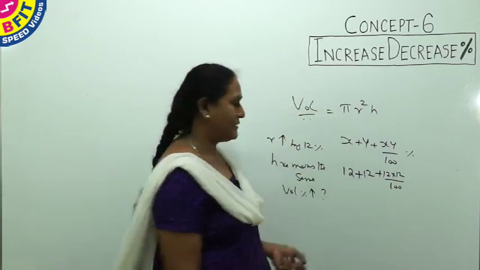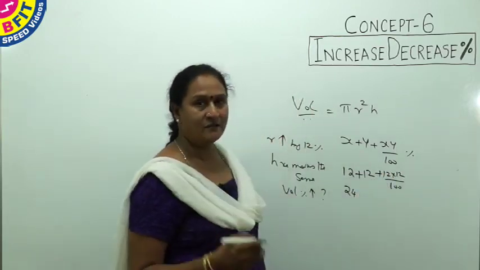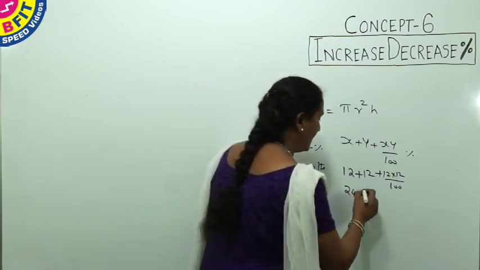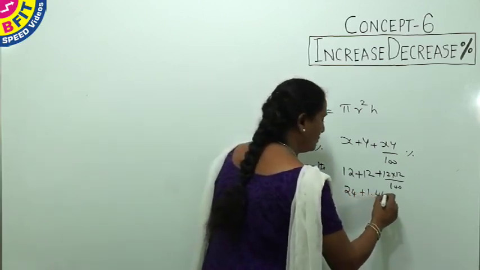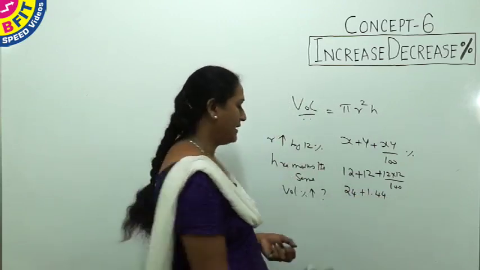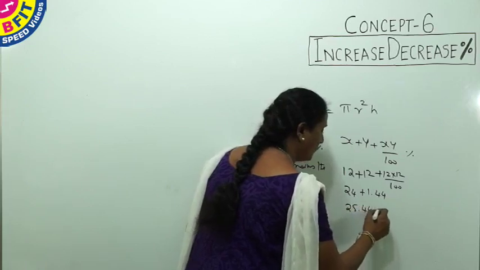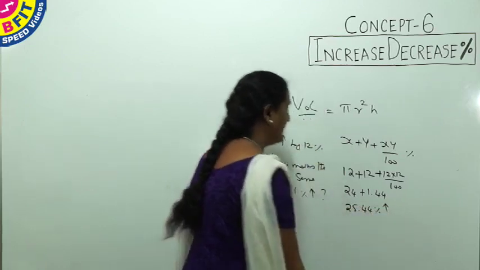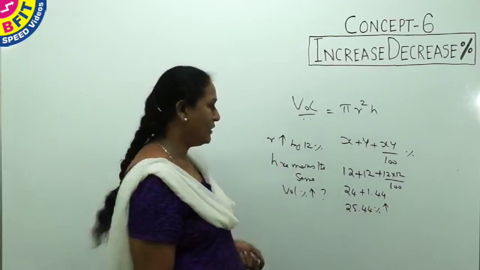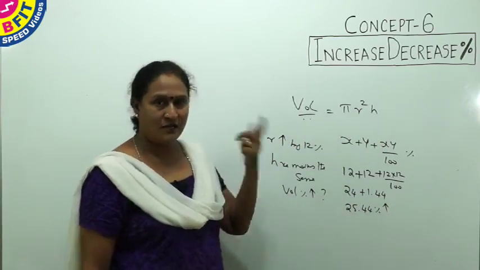Now 12 plus 12 is 24. What is 12 square? 144. Dividing it by 100, it is 1.44. Now what is the net increase? It is 25.44% increase.